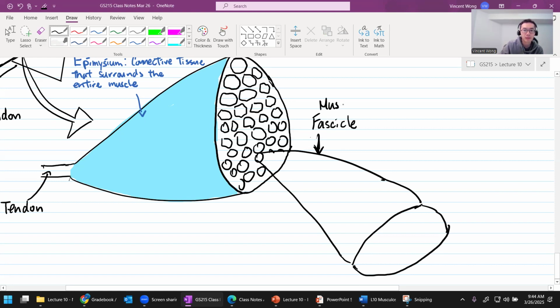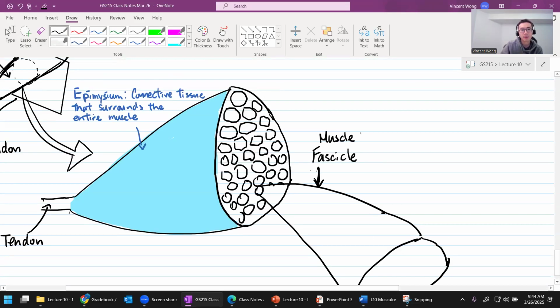Muscle fascicle. I'll tell you what a muscle fascicle is, but a whole bunch of these muscle fascicles is going to make up the entire muscle. All right, so there is another muscle fascicle. Another fascicle here. All of these are fascicles.